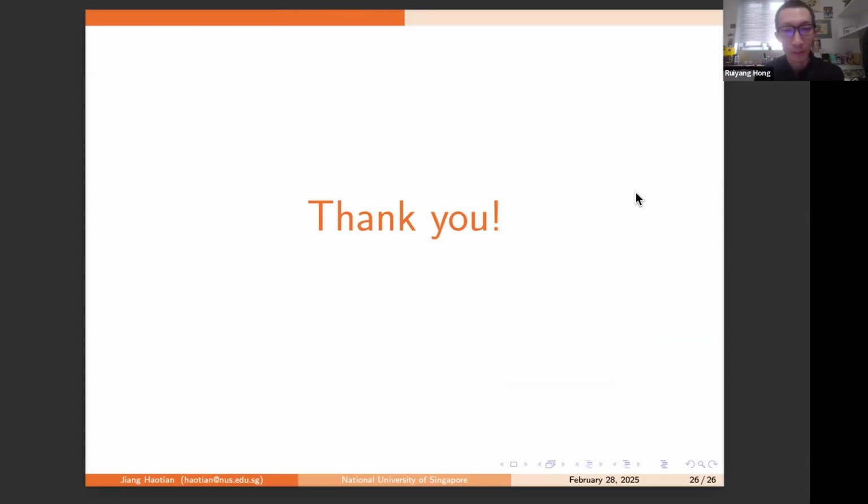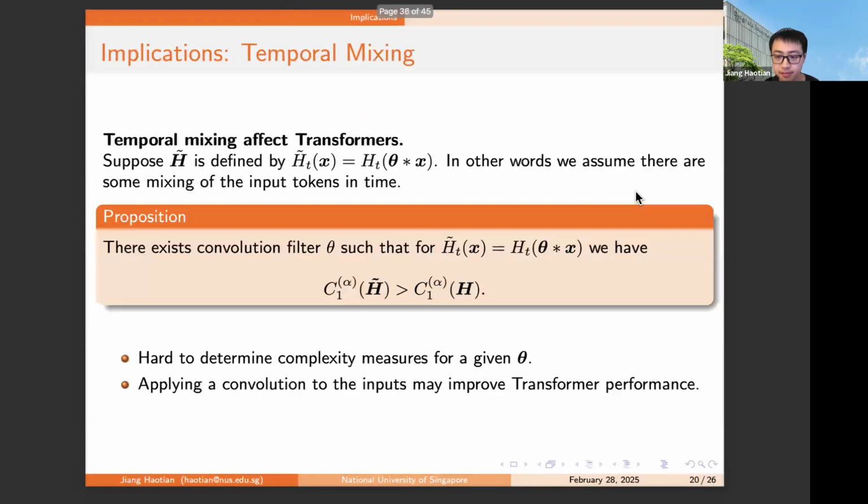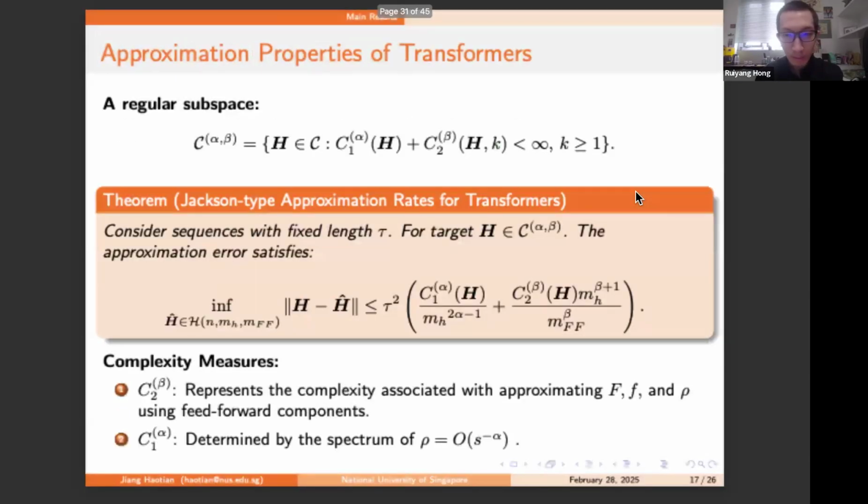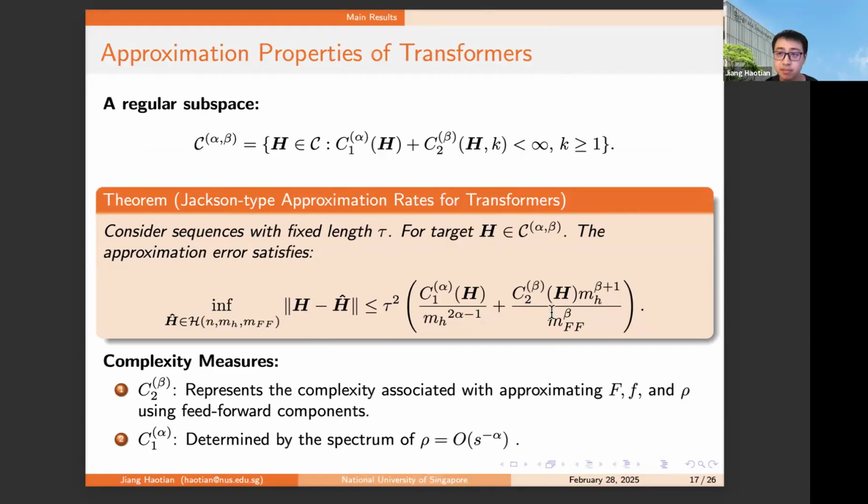Okay, then I have a question. Can you go back to page 17? This page, okay. Can you explain again why the second term in the bracket is very small? You mean the second term? Yeah, because we have m_h to the beta plus 1 over m_ff.